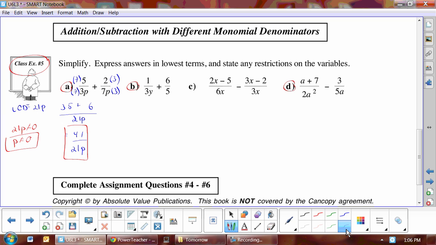So for B, can someone put up their hand and let me know what the lowest common denominator is between 3y and 5? Justin? 15. Yeah.